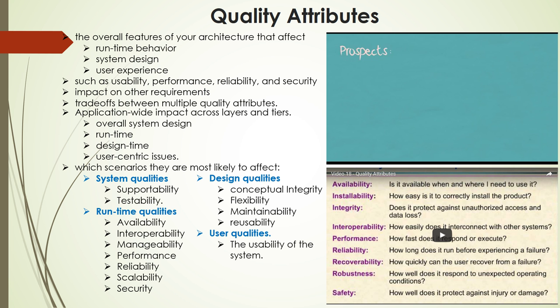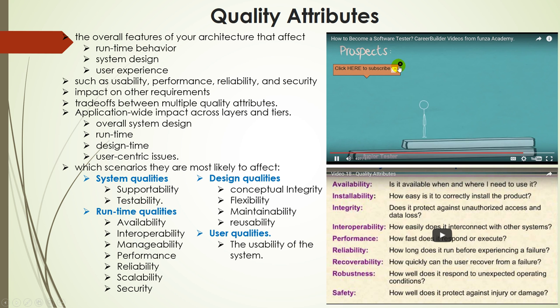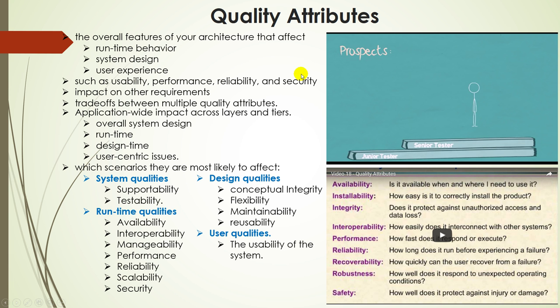Now let us talk about the prospects of being a tester. One would generally enter the industry as a junior tester. On average, within 5 years, you could be promoted to a senior tester. A senior tester works with more complicated test scenarios and also mentors junior testers. On average, within another 2 years, you could move into the role of a test lead or test manager.